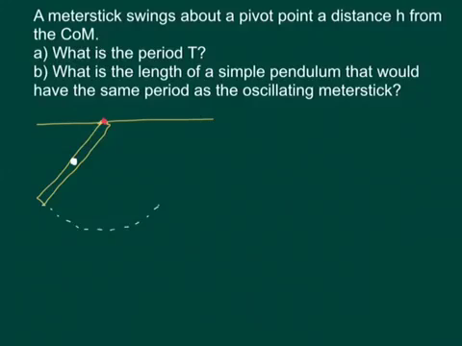which is T equals 2 pi times the square root of the moment of inertia I over mgh, where h again is the distance between the pivot point and the center of mass. So this is h. And we know that the total length of this meter stick is, we'll just call it L. So h, if we look at the uniform meter stick, is going to be 1/2 L.